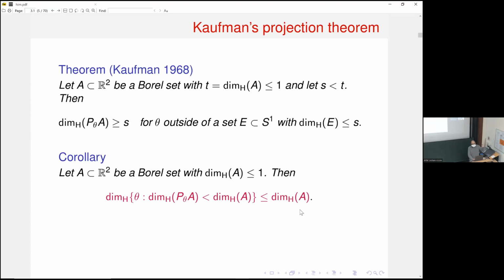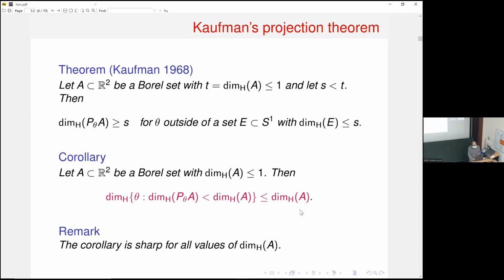The dimension of the set of angles for which the dimension drops is at most the dimension of the set upstairs. And if the dimension of the set upstairs is less than 1, this is stronger than Marstrand's projection theorem. It says that the set of exceptional directions for which the dimension could possibly drop not only has Lebesgue measure 0, but in fact has dimension at most the dimension of A. So the smaller the dimension of A, the bigger the strengthening over Marstrand's projection theorem that this estimate provides.